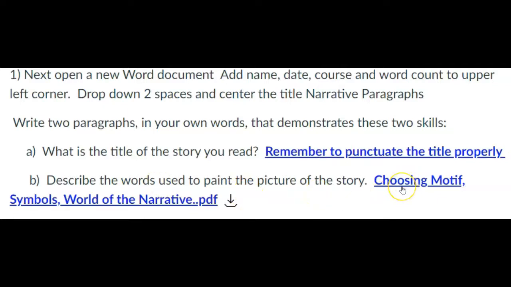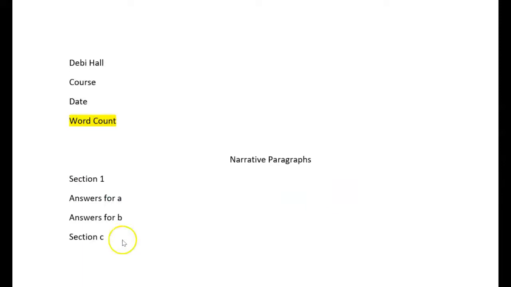And here's a little reading for the picture of the story if you need a little more information about that. That is where you're going to explain what the descriptive words were used to paint the story, otherwise known as the motif, the world of the story. Where is this character operating? And in my Word document, I'll put those answers to those two questions here and here.